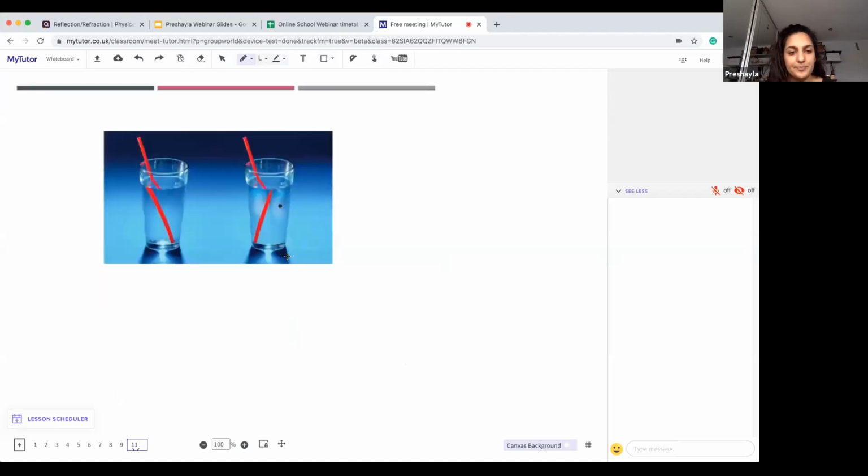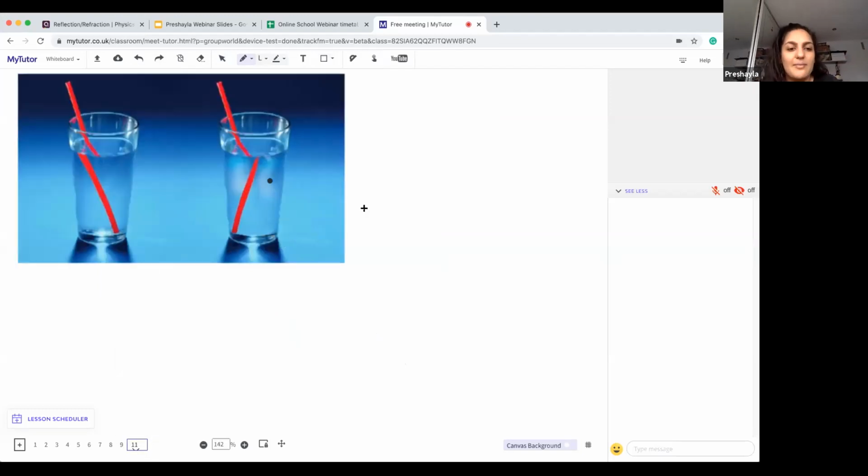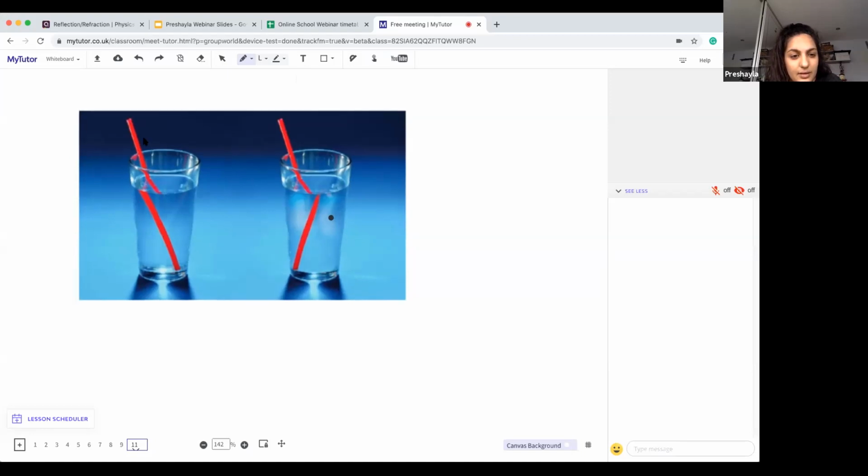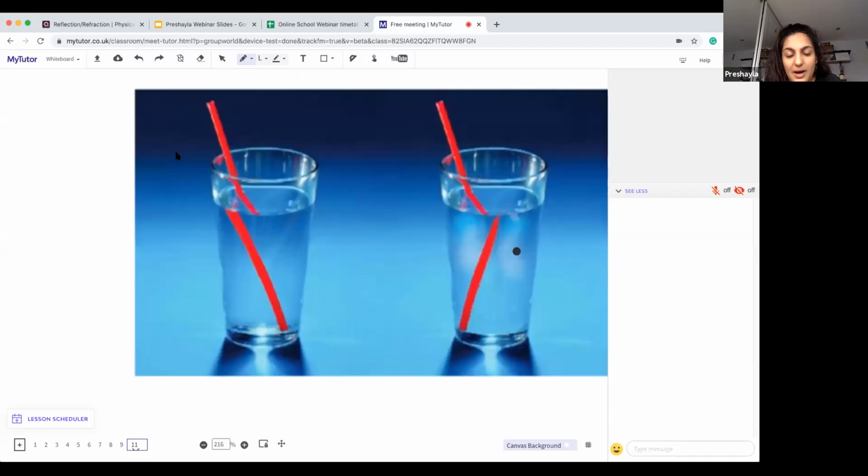Now, this is just something that kind of explains it. So this diagram, I'm sure you've all seen before. When you have a straw in a clear liquid, so lemonade, water, something you can see through, you might see this phenomenon occurring, and it's basically the refraction of light showing up in the glass.